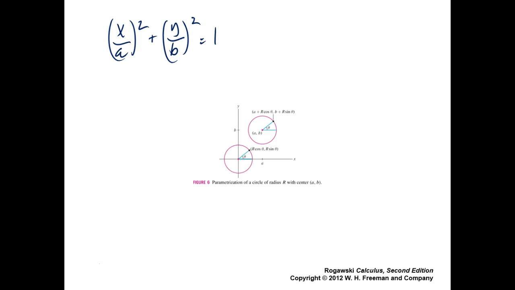Now, if you're not used to seeing it in that form, I'm not suggesting that you do, but you could multiply by your least common denominator, in this case a squared b squared. If you multiply all three terms by a squared b squared, this would be b squared x squared plus a squared y squared is equal to a squared b squared, which would be another way to express an equation of an ellipse.